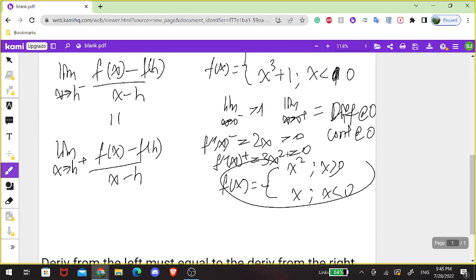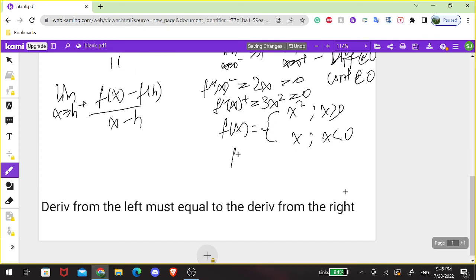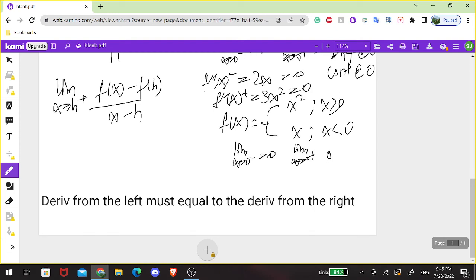Let's take a look at the example down here. Same thing. First we find the limit as x approaches 0 from the left and right. The limit as x approaches 0 from the left is 0. Same thing, the limit as x approaches 0 from the right is also 0. So now we take the derivative. f prime of x coming from the left side is 1. The derivative of x is 1. And f prime of x coming from the right side is 2x. Plug 0 in, which is equal to 0.